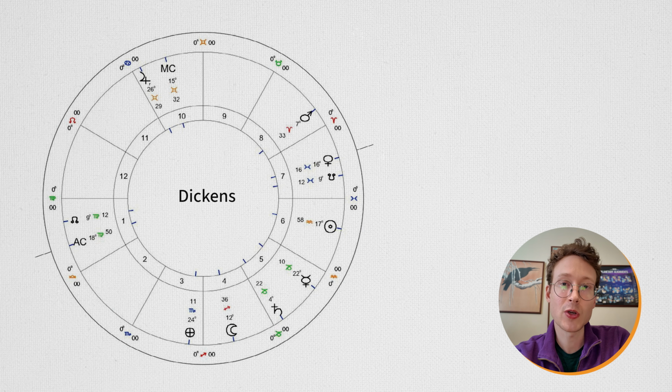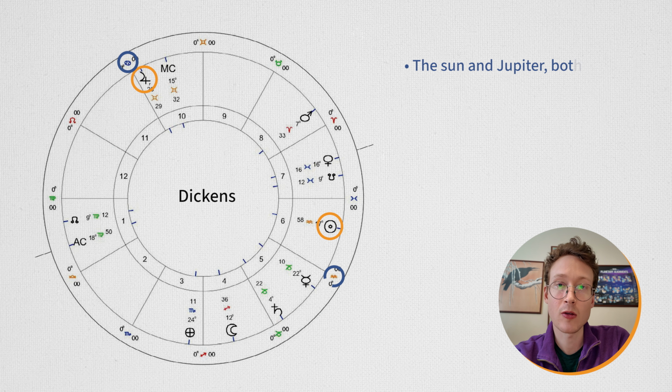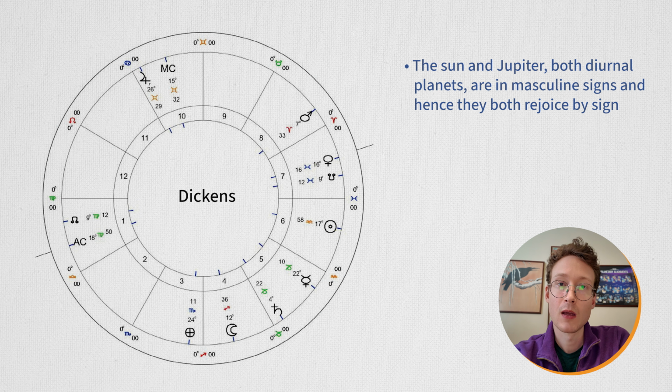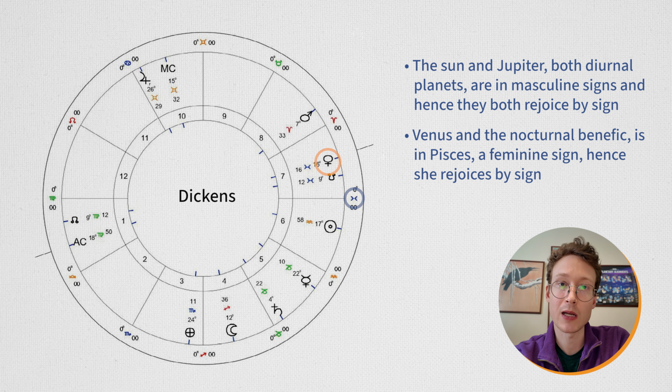In Dickens' chart, you can see that Jupiter is located in the masculine sign of Gemini, and the Sun is located in the masculine sign of Aquarius, so they both rejoice by sign. Morning phase Mercury and Saturn are both in the feminine sign of Capricorn, so they do not rejoice by sign. Of the nocturnal planets, Venus is in the feminine sign of Pisces, allowing it to rejoice by sign, whereas the Moon and Mars are both in masculine signs, that is Sagittarius and Aries respectively, so they do not rejoice by sign.